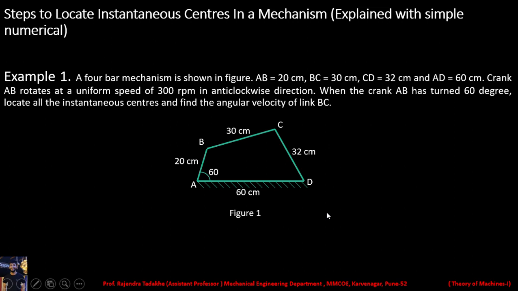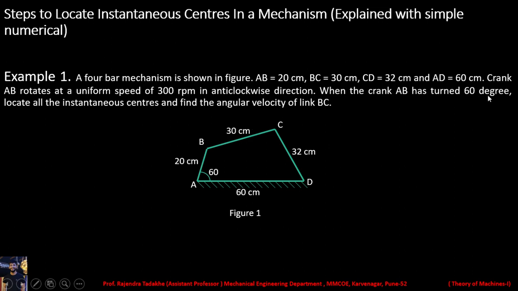Now we will try to understand the various steps involved in the location of the instantaneous centers with the help of an example. We have a simple numerical to understand the process. What we have here is a 4-bar mechanism, and the dimensions of all the links are given. AB is 20, BC is 30, CD is 32 centimeters, and AD is 60 centimeters. AB is the crank, which is rotating at a uniform speed of 300 rpm in the clockwise direction.